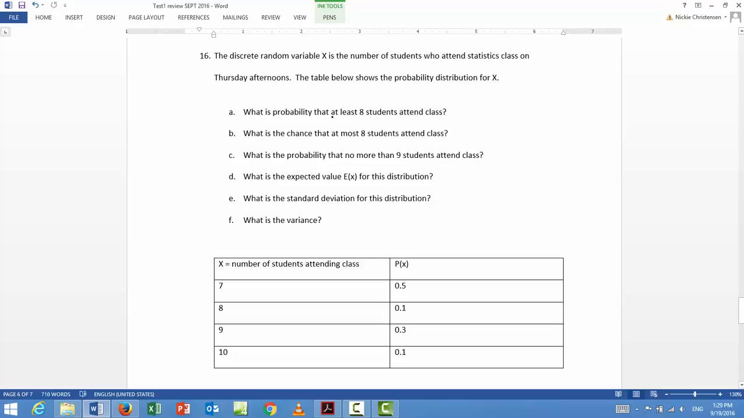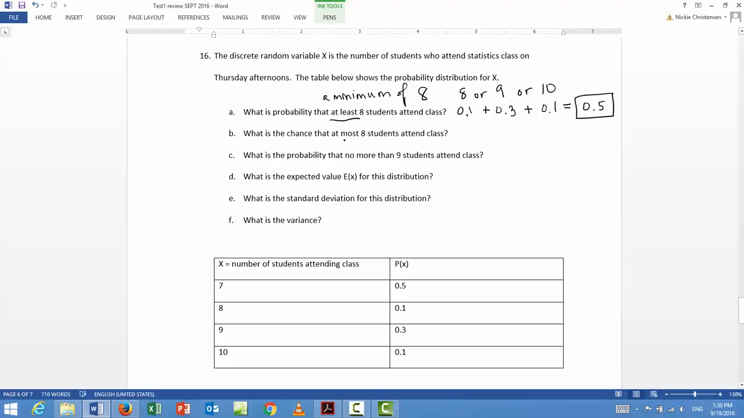So at least 8. At least means a minimum of 8. So what that means is 8 or 9 or 10. So we've got to sum the probabilities for those three numbers. So the probability that there will be 8 is 0.1, or means plus. Probability of 9 is 0.3, or means plus. Probability of 10 is 0.1. Okay, so there's an approximately 50% chance that at least 8 students will attend class.